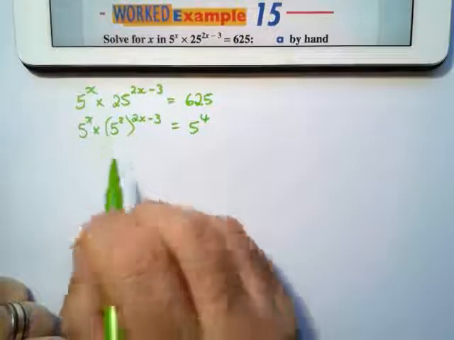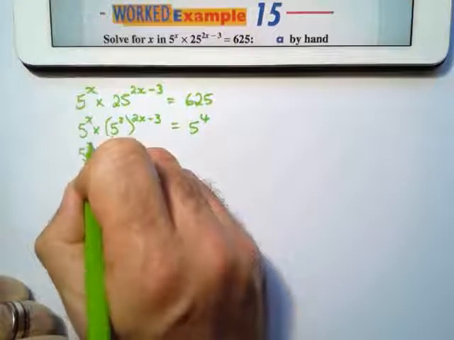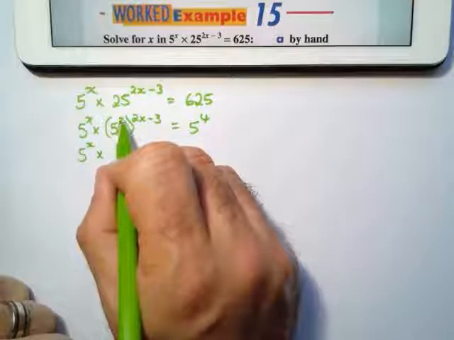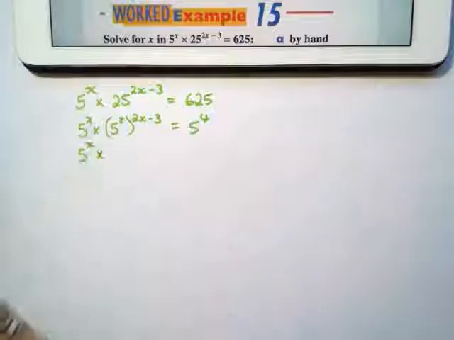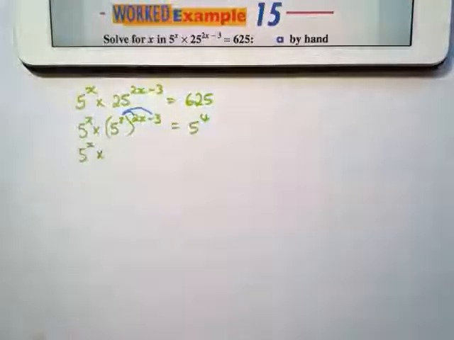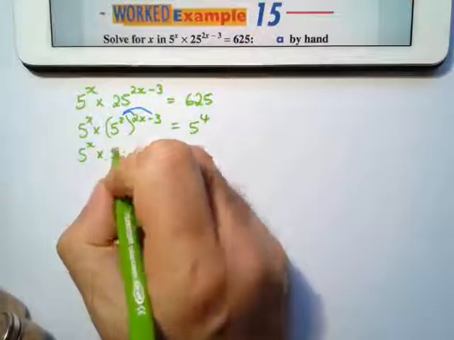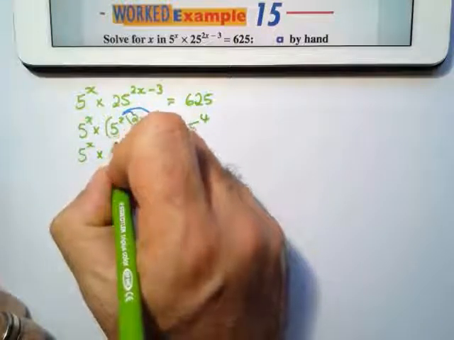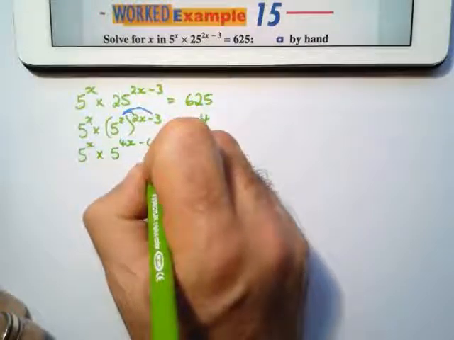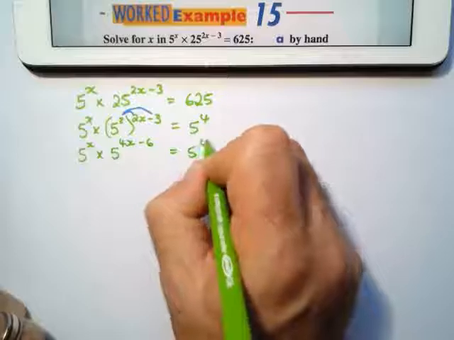So I'm going to combine this. I'm going to say this is 5 to the power x times, and all I'm going to do is anything to the power, I'm going to multiply that 2 with each one of those terms there. Okay, so that's going to give me 5 to the power, 2 times 2x is 4x, 2 times negative 3 is negative 6, and that equals 5 to the power 4.